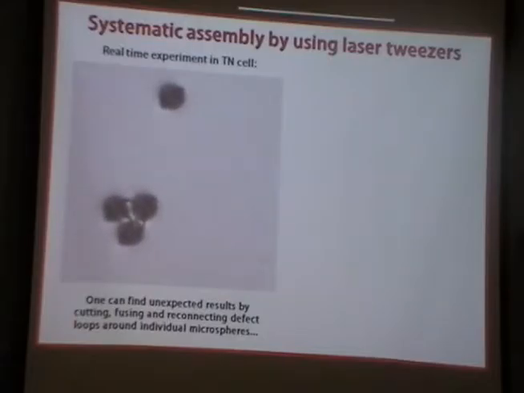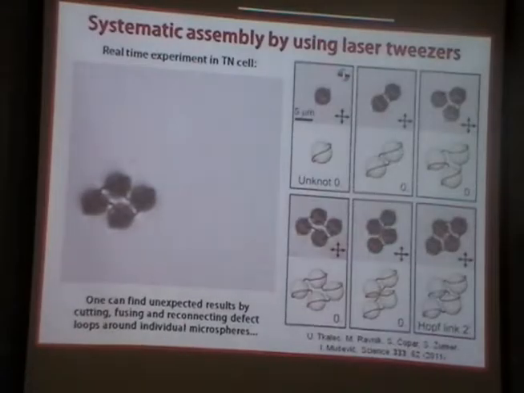So you can grab this elastic defect by laser beam, and you can pull them together, and then also connect separated loops in a more complex way. You can make three particles connected together, you can add a fourth, and you can also change the relative arrangement of the neighboring spheres.